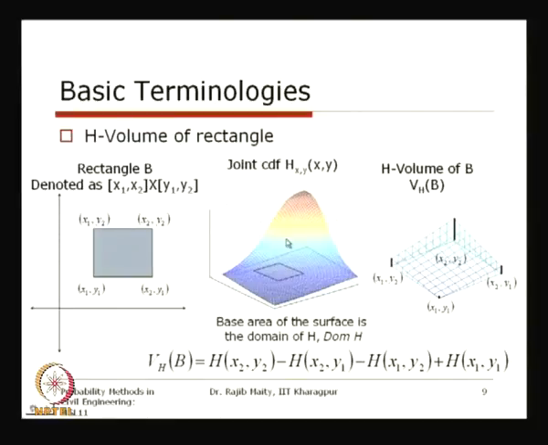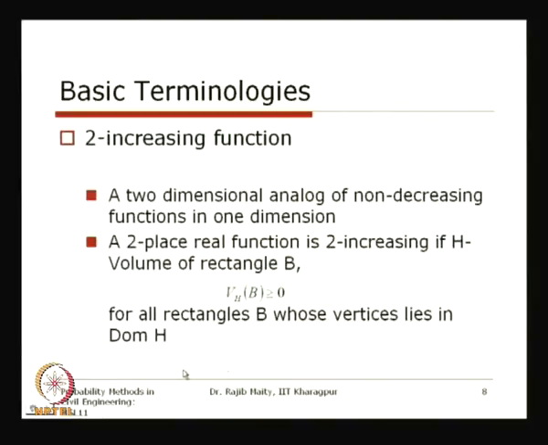Now if I want to say that this function is always increasing in both the directions, that is, x2 is greater than x1 and y2 is greater than y1, then the volume below that PDF should be greater than or equal to 0. So this volume, which is represented as VH of B, should be greater than or equal to 0. This is what actually is the meaning of this 2-increasing function.